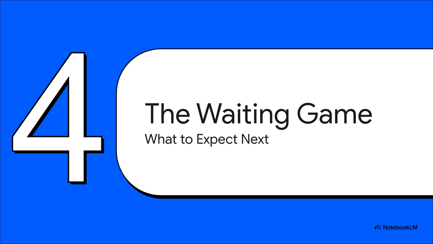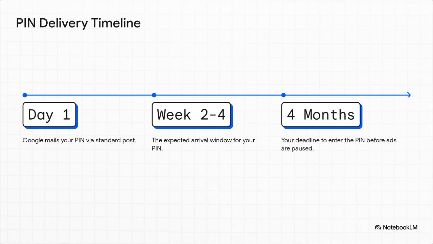So once your address is double-checked and you know that PIN is on its way, we move into the next phase, the waiting game. And yeah, this is where you're going to need a little bit of patience. So let's break down this timeline so you know what's normal. Once Google mails the PIN, it usually takes about 2 to 4 weeks to arrive, sometimes a little longer depending on where you live, because it is sent by standard mail.